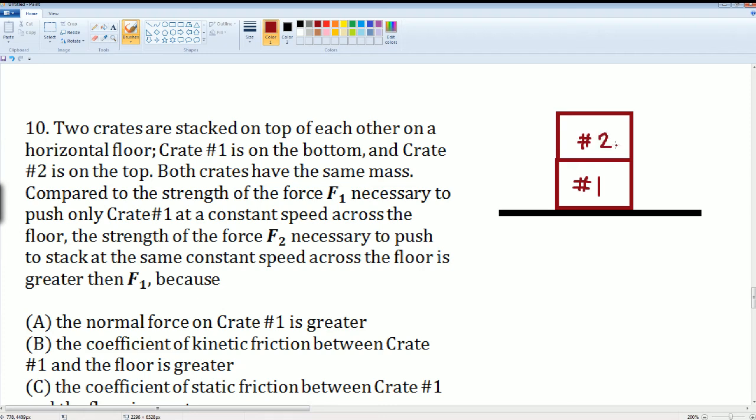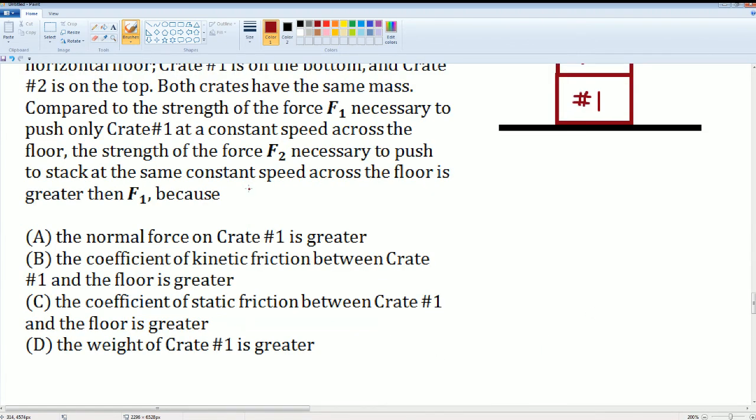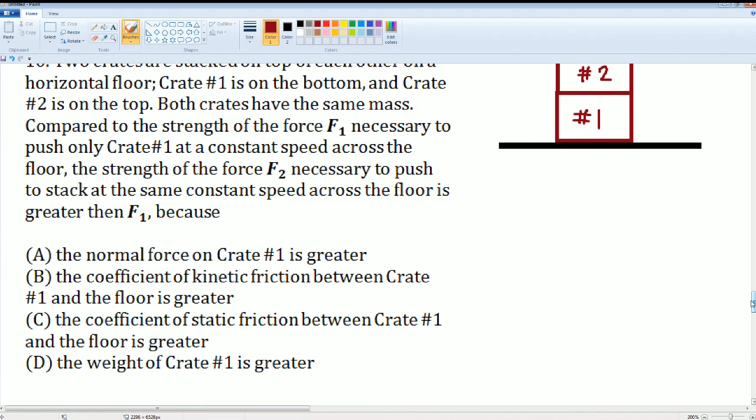Compared to the strength of force 1 necessary to push only crate 1 at a constant speed across the floor, the strength of force 2 necessary to push the stack at the same constant speed across the floor is greater than F1. Okay, this is interesting. So here they say they have the same mass. So you would say the weight of crate 1 is greater. That makes no sense. The weight of crate 1 is the same thing as the weight of crate 2, because they have the same mass.